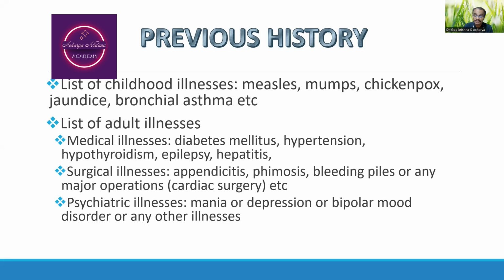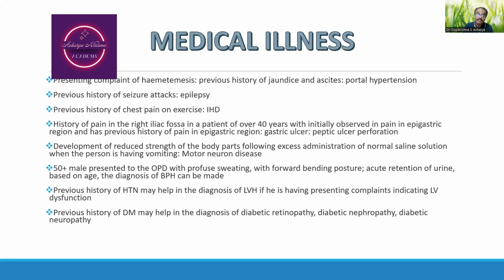Regarding psychiatric illnesses such as mania, depression, or bipolar mood disorder, or any other illnesses such as anxiety, etc., have to be recorded. When you think about different examples in relation to medical illness, for a presenting complaint of hematemesis, previous history of jaundice or ascites is of prime importance, because the diagnosis in that particular situation will be portal hypertension.